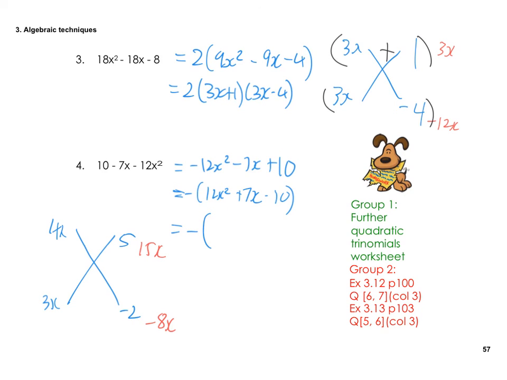So again, just to clarify, we're not using these, we're now using this for our cross because we changed this to be this. So 15x minus 8x, 7x. Definitely works. So these are my answers. So equals minus 4x plus 5, 3x minus 2. Alright, so that's that bit done.